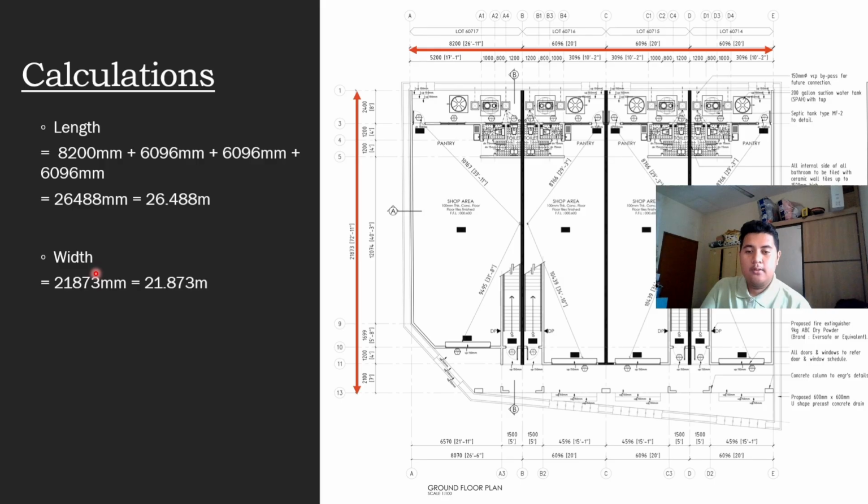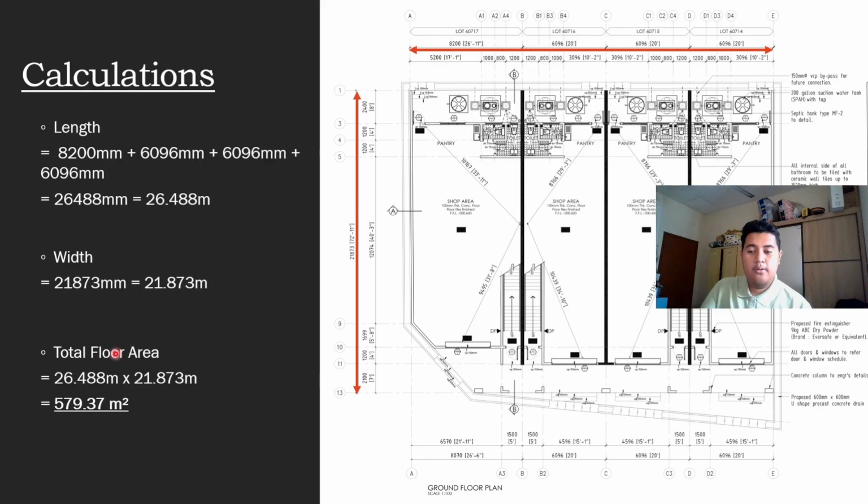21.873 meters. And then after we get both the length and width, we can multiply them so that we can get the floor area. So the total floor area is the length of the building times the width of the building. We get the answer of 579.37 meters squared. So this is the total for the ground floor plan.